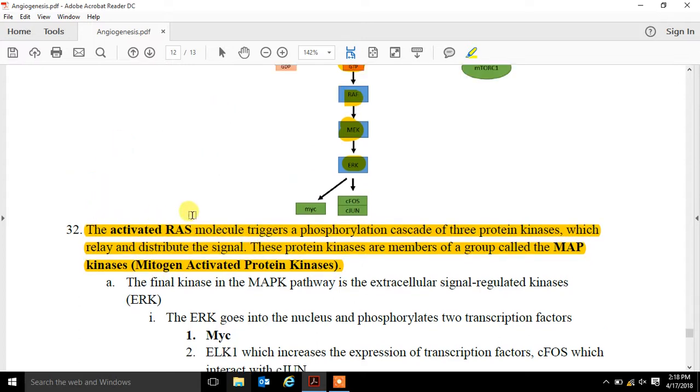So the activated RAS molecule triggers a phosphorylation cascade of the MAP kinases, mitogen-activated protein kinases. The importance of that is the MAP kinase pathway allows that ERK, that final step, to actually go into the nucleus and have an impact on transcription factors. So it can change that conversion of DNA information into mRNA information, and then that's going to have an impact on the cell.